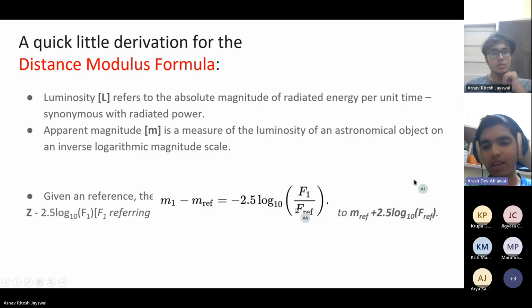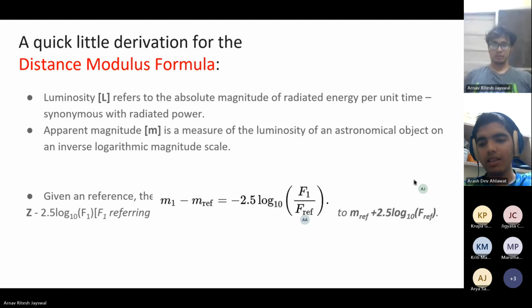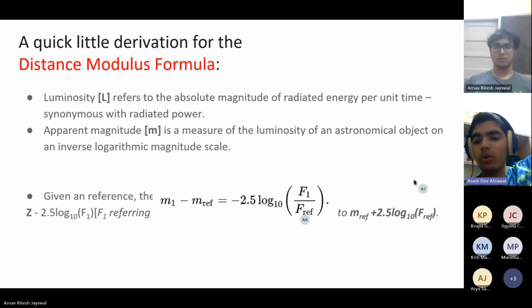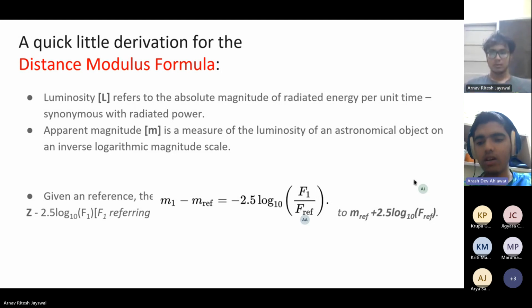Here, F refers to the flux. Now, flux is just luminosity divided by 4 pi r square. What I mean by 4 pi r square is the luminosity spread over the whole area across which the energy has radiated. The inverse distance law is used here. You have read about flux in your JEE days, so it's basically the same.